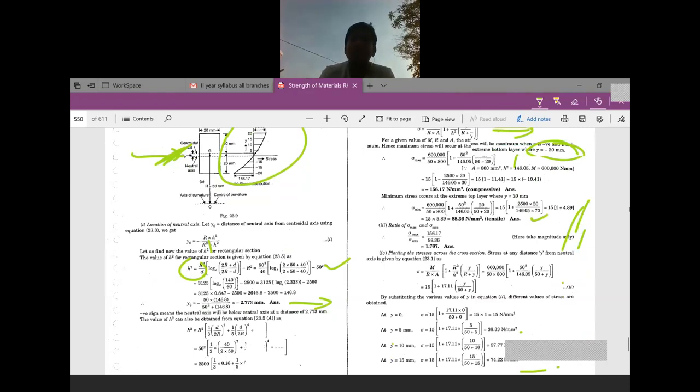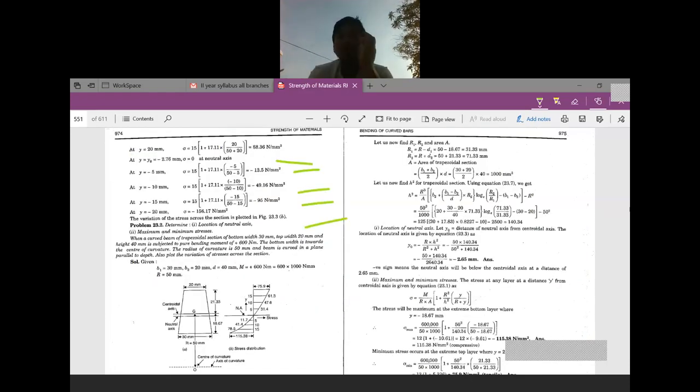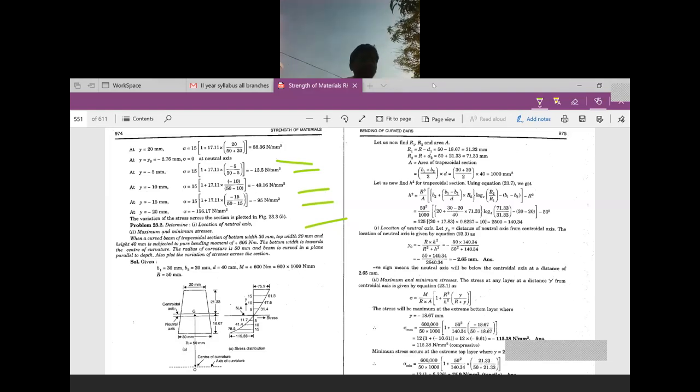Understand? Does anybody have any doubts? Very simple problem. You are just using the formula and substitution. He has given all the data. Using the data, you substitute all the values. Are there any doubts in this? Is there any doubt in this problem?